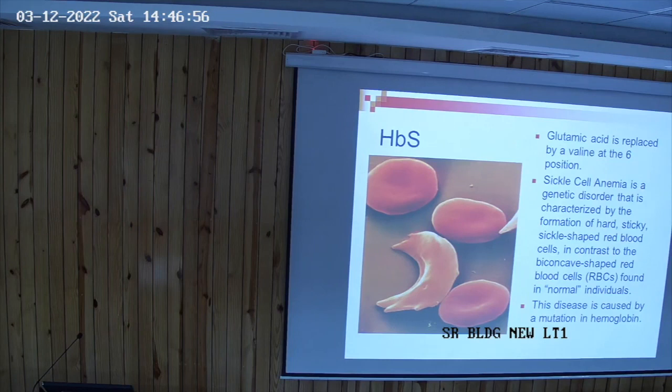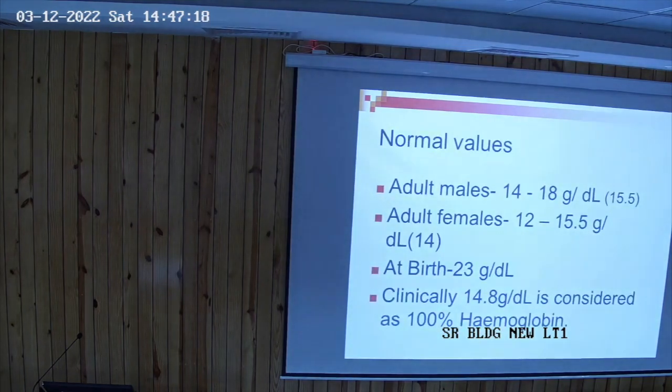Okay. Sickle cell anemia is a genetic disorder characterized by the formation of hard, sticky, sickle-shaped red blood cells, in contrast to the biconcave shaped red blood cells found in normal individuals. This disease is caused by a mutation which results in the replacement of glutamic acid by valine. Okay. Now important है, जो सबसे ज़्यादा पूछा जाता है आपसे एग्जाम में, प्रैक्टिकल वाइवा में, वो पूछी जाती है इनकी रेंज, इसकी वैल्यूज, ठीक है, and what are the causes for this change in the value in male, female and different stages.